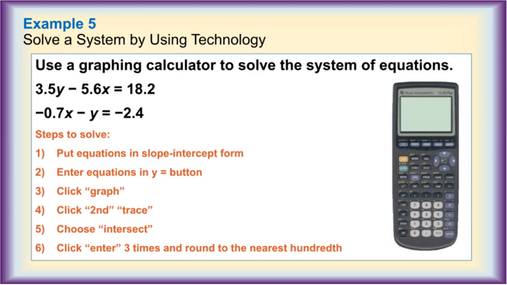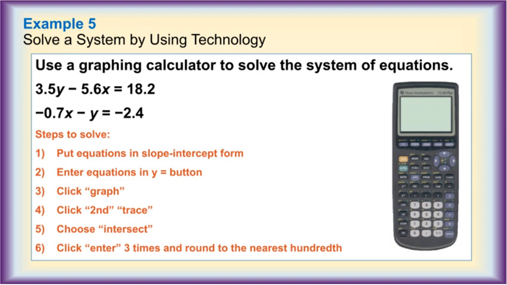Going on to our next part. Let's use a graphing calculator to solve the system of equations. Here, we have decimals, and when you have decimals, it's probably going to be easier to use your graphing calculator. So these are the steps you're going to use. Step 1, put the equations in slope-intercept form. Enter the equations in the y equals button. Click graph. Click second trace. Choose intersect and hit enter 3 times and round to the nearest hundredth if you need to.